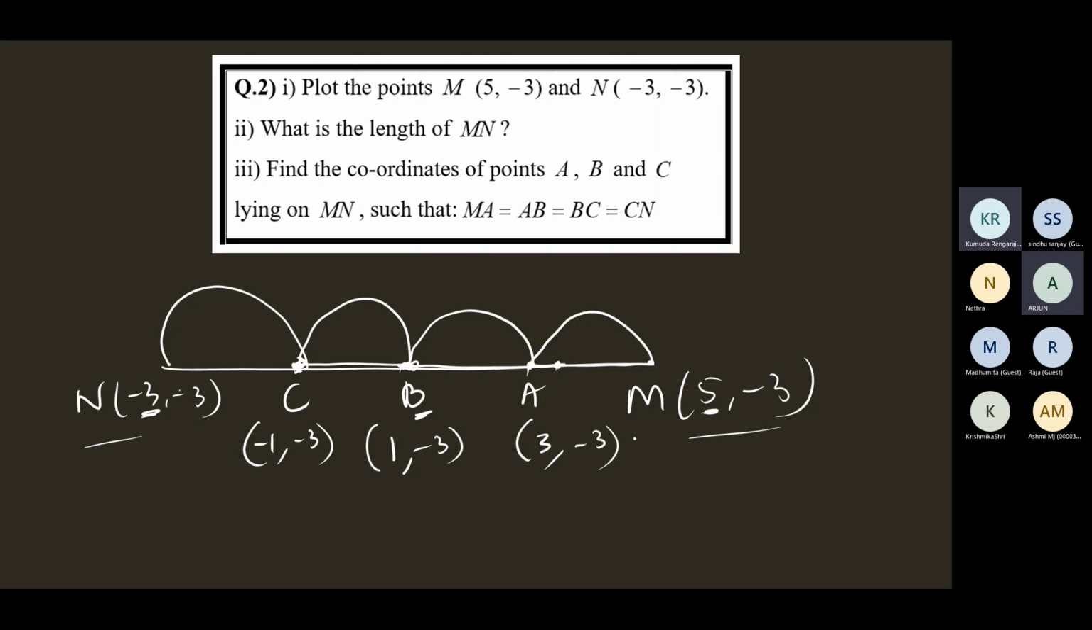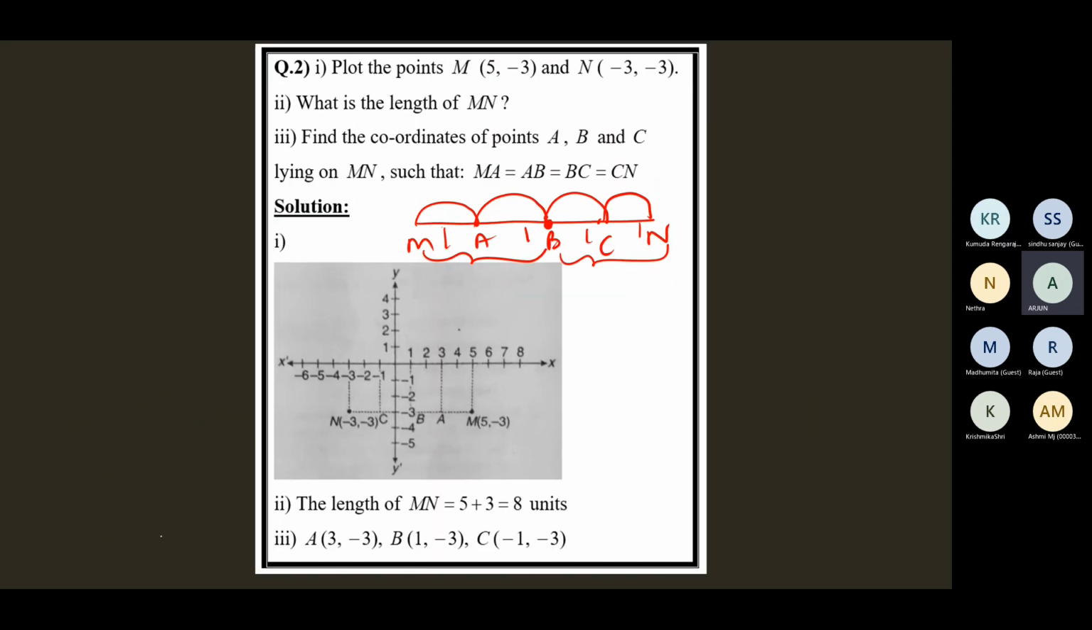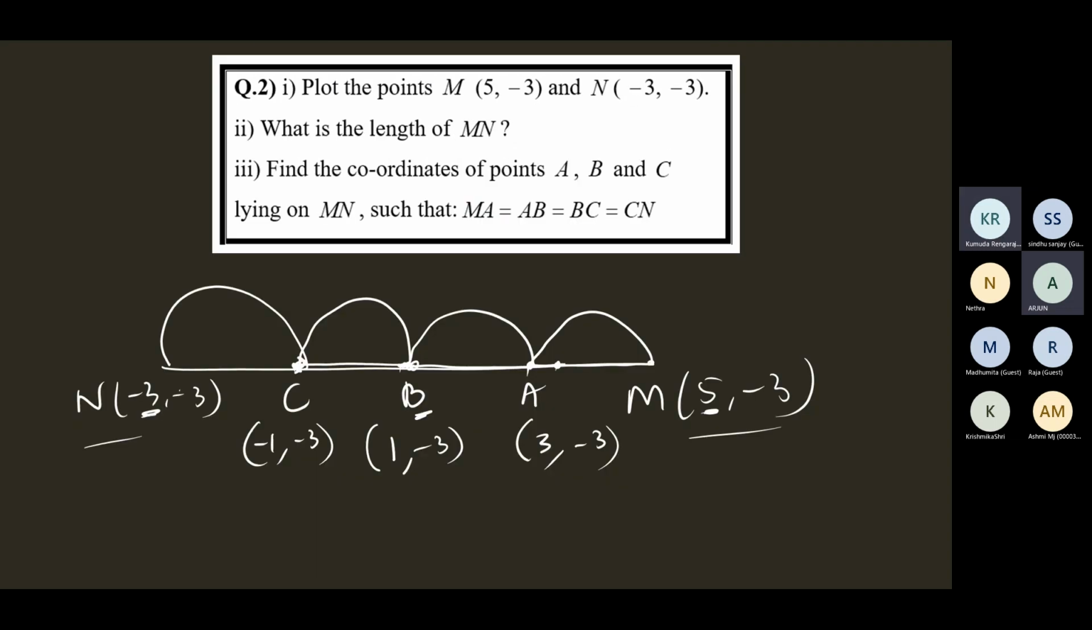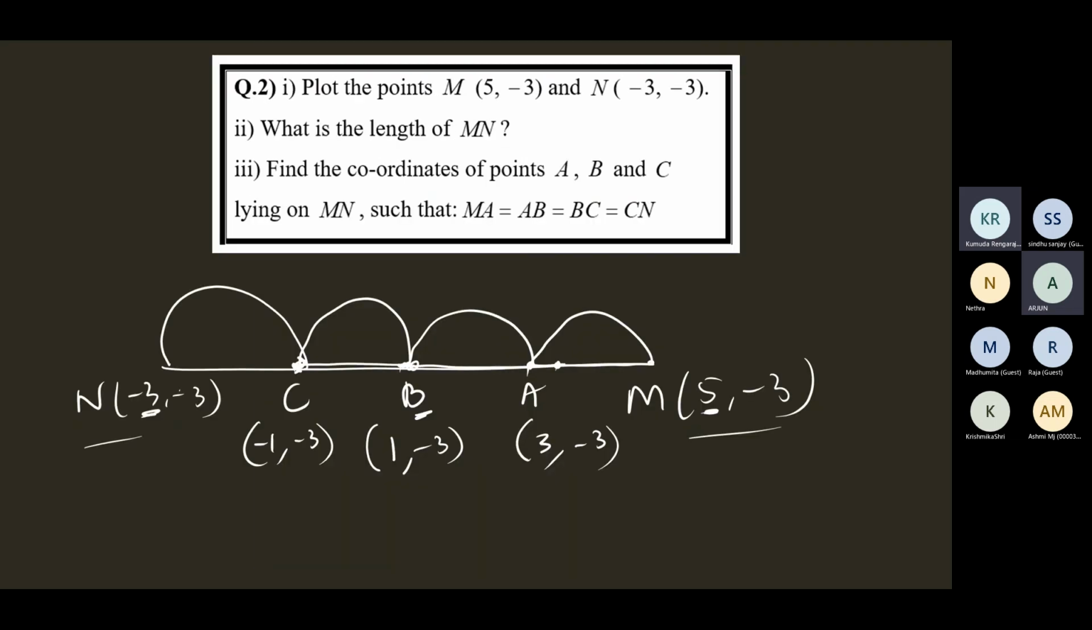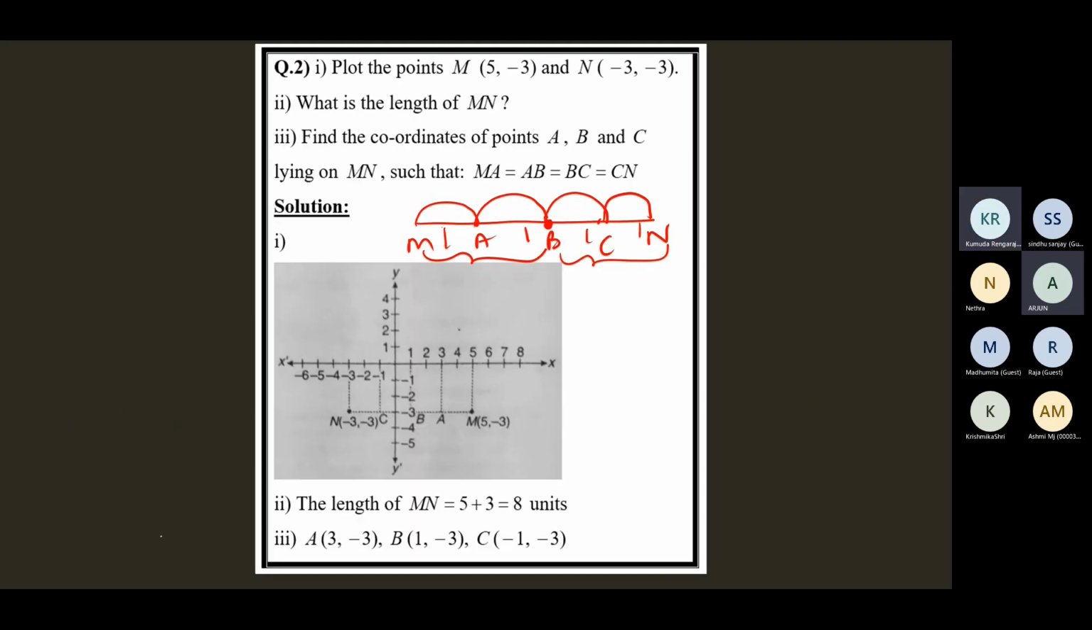So these are the coordinates of A, B, and C. You need to first find the coordinates of B. And then B is the midpoint of MN, C is the midpoint of BN, and A is the midpoint of BM. So B is 1, minus 3. A is 3, minus 3. And C is minus 1, minus 3.